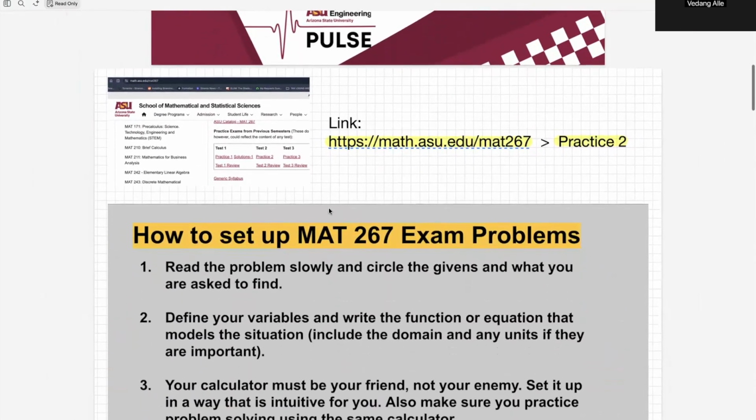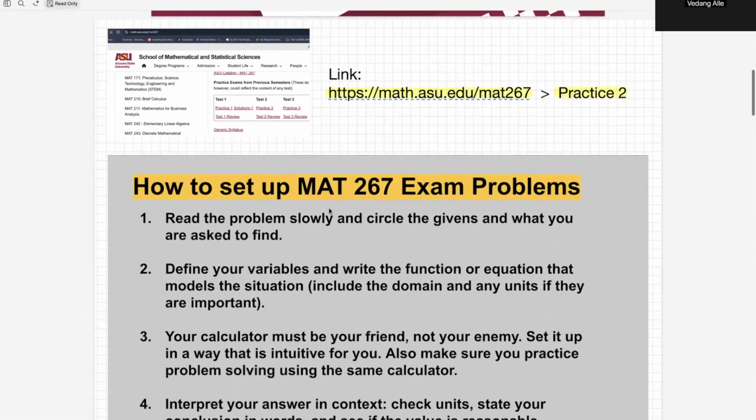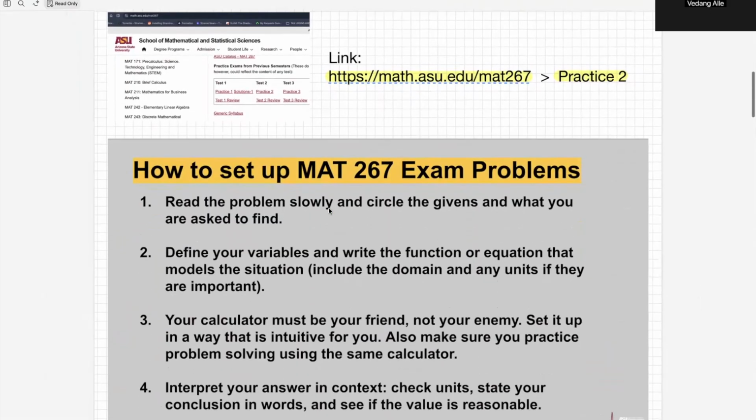We'll just go over a few basics: how to set up a Math 267 problem. Over the few years since I've taken calc and since I've taught calc, these are the four things that have stood out to me. Let's get started. The first thing is to read the problem slowly and circle the givens and what you're asked to find. Many students have the habit of underlining the values and circling the givens, or sometimes I myself rewrite the givens so that I know I'm not missing anything.